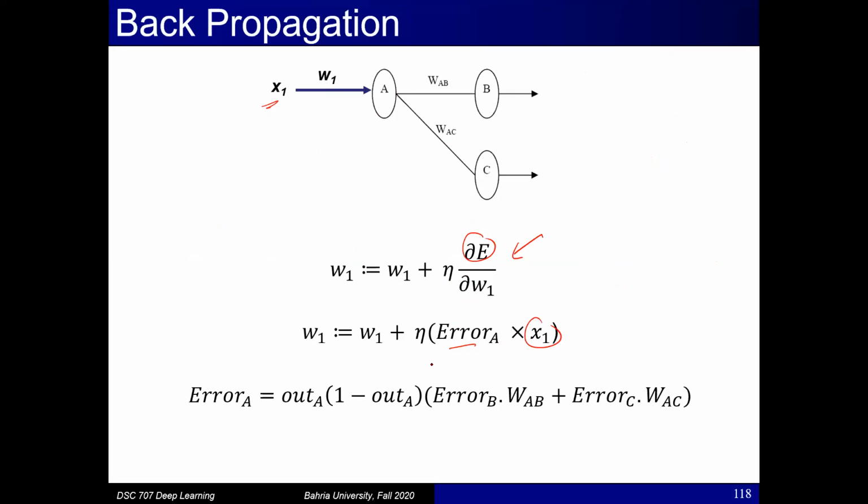And what is error at A? Error at A is actually this term: output of A, 1 minus output of A, and this is the error which is back propagated, and then you multiply it with x1. If you are wondering from where this is coming, I have a complete derivation within the slides, but I'll not be covering it because I think it might be too heavy.